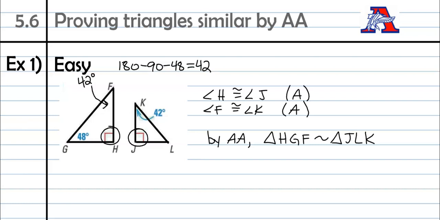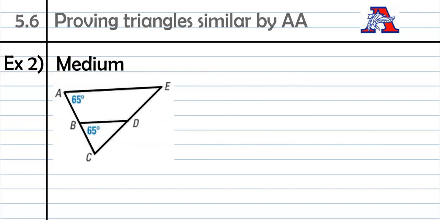Okay, so knowing absolutely nothing about the sides, nothing about any of the proportions, because we have this trick, angle, angle, this shortcut, we know that those two triangles are similar. All right, moving on to a little bit tougher example, I'll call this a medium level, and I want to see if these two triangles are similar.